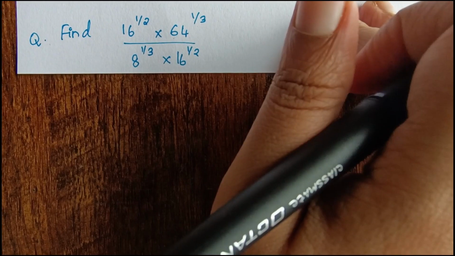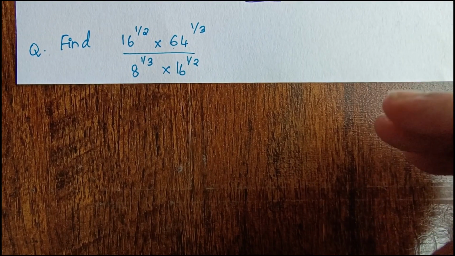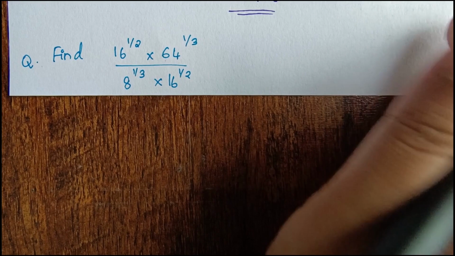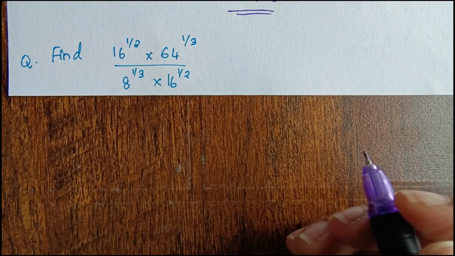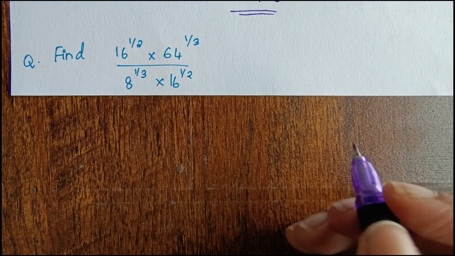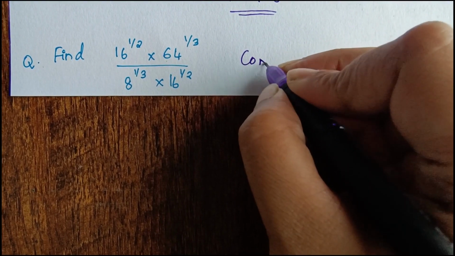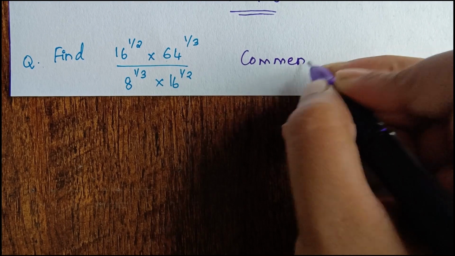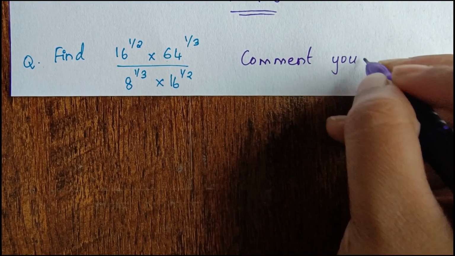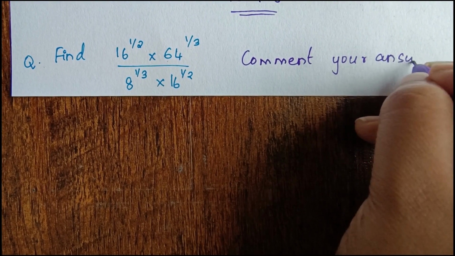Next question I am giving you as a practice. Please solve this and comment your answers. So question is, find 16 raised to 1 by 2 into 64 raised to 1 by 3 whole divided by 8 raised to 1 by 3 into 16 raised to 1 by 2. So comment your answer and check your practice and progress.